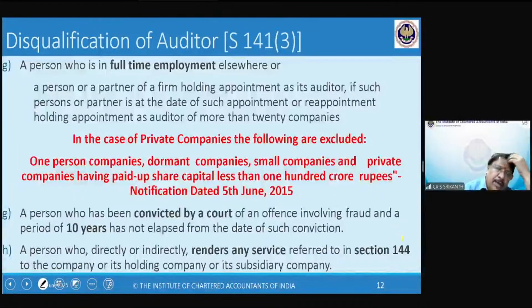A person who has been convicted by a court. See, the idea of this 20 ceiling is constant focus. Suppose I am able to do good business development and I'm able to get 100 companies. I should be able to execute the audits. If I have enough partners, I can do that. But if I don't have that many partners, then I have to add more partners so that these partners can handle the excess companies. One partner can handle a maximum of only 20 companies, of which these private companies are exempt.